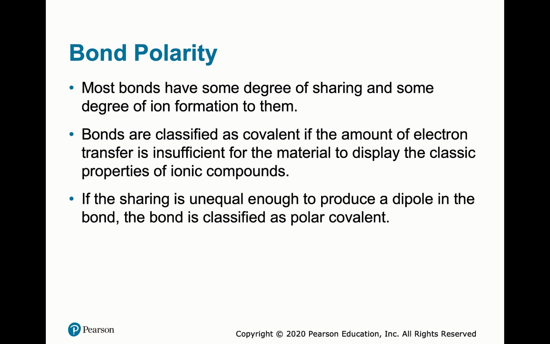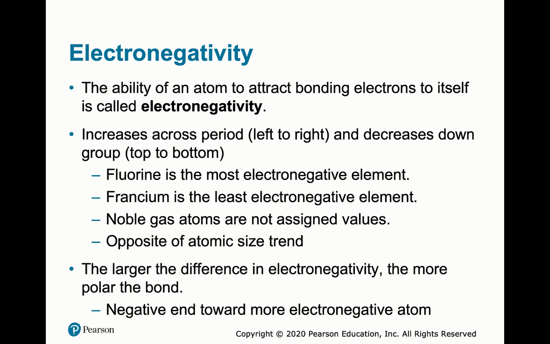And it depends on the atoms. So most bonds, there's some degree of sharing and some degree of ion formation to them. So it's a continuous spectrum, and it just depends on how much of the electrons hang out around one atom versus the other. For a perfectly equal sharing, we call it covalent. For unequal sharing, we call it polar covalent, and then for complete transfer, we call this ionic. And it has to do with electronegativity.